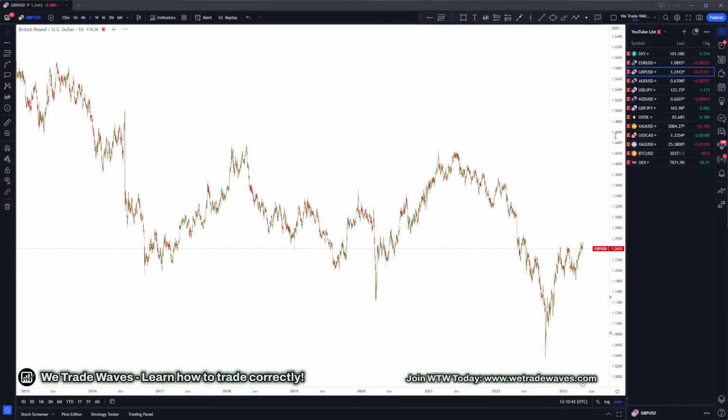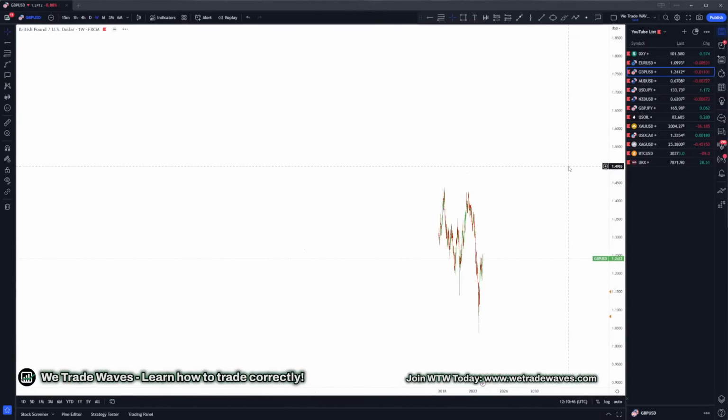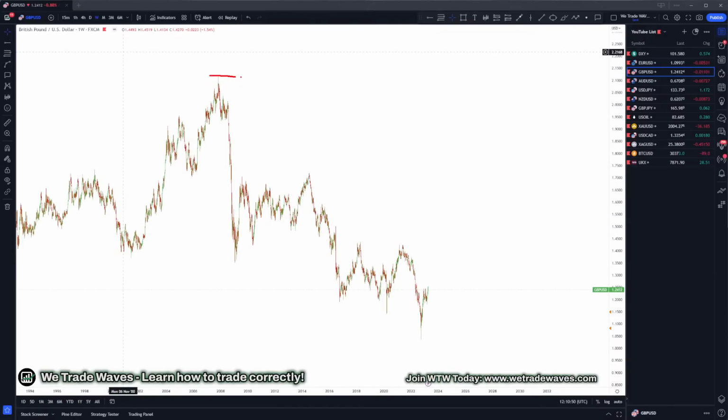Let's go to the daily chart just to show you the big picture for pound dollar. Let's go to the weekly, actually. From this top, we've got a drop. This is an impulsive wave to the downside. After that, the market gave us a corrective structure. This is a regular flat. After this corrective structure, we've got a drop.